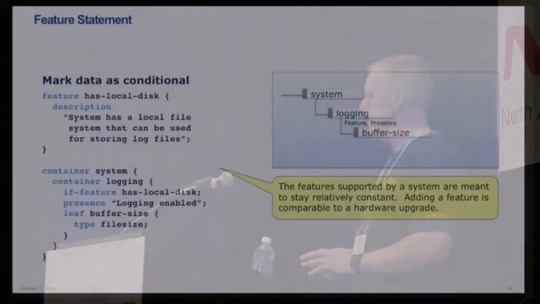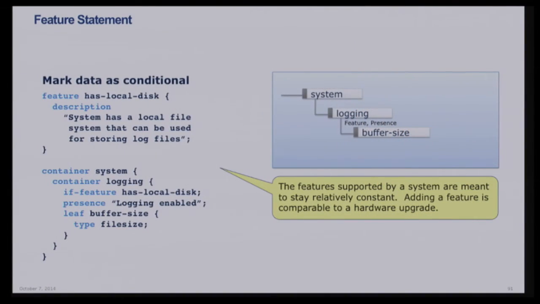Feature statements, I mentioned a little bit about that. So you can declare things like has local disk in this case. This is a feature. So the box can say that I have a feature called has local disk. It may or may not be available, and you can check for that later. So down in the system container, in the login container, you can check for if feature. If has local disk is true for this device, then it will expose, first of all, a presence saying that you can enable logging because there's disk here, and you can describe the buffer size.